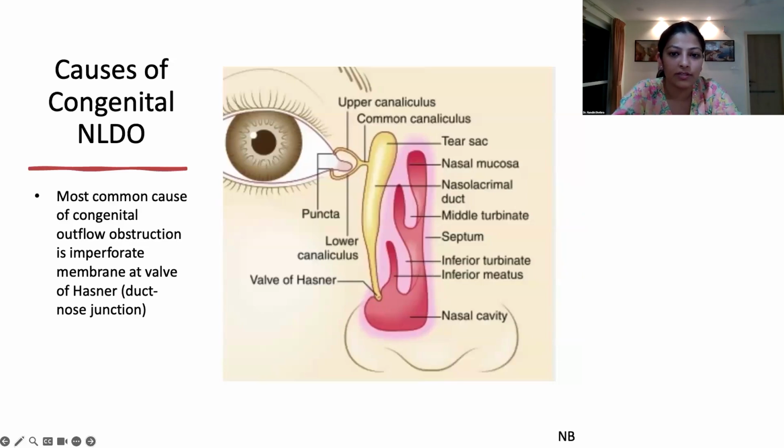So what are the causes? The main cause is that the membrane at the lower distal-most end, at the valve of Hasner, did not break at birth. So when it does not break, it leads to congenital nasolacrimal duct obstruction. Next.